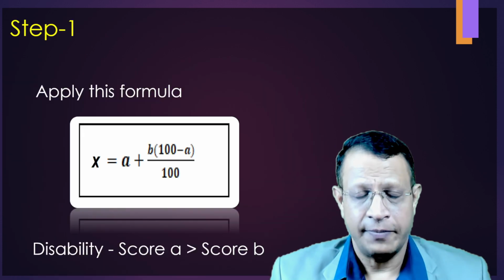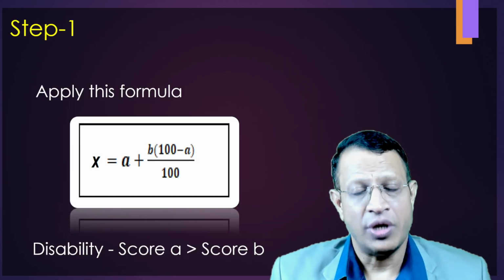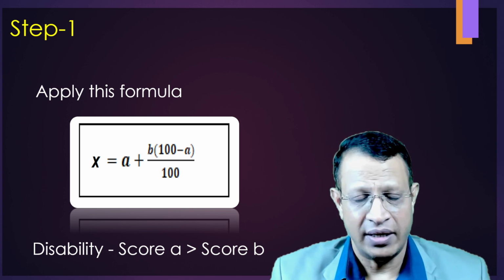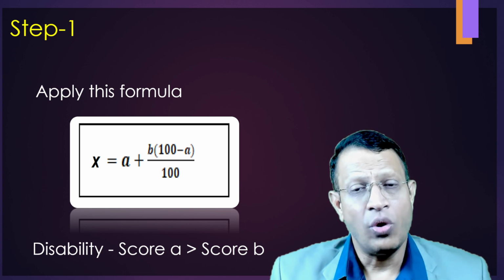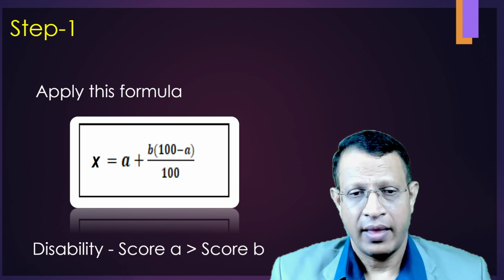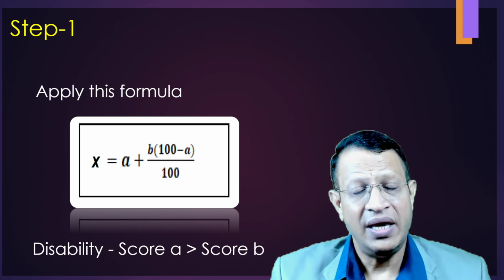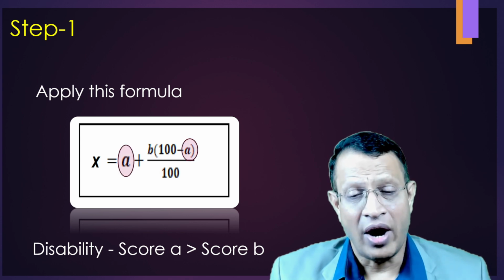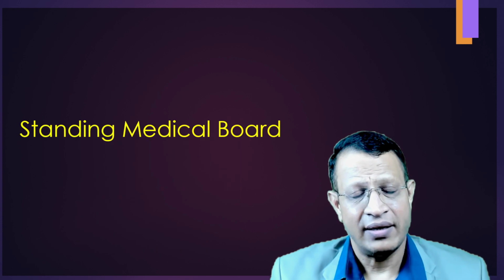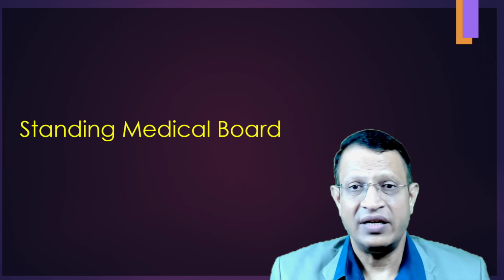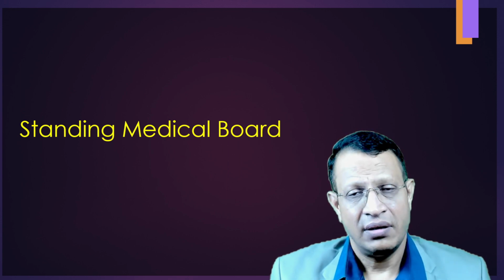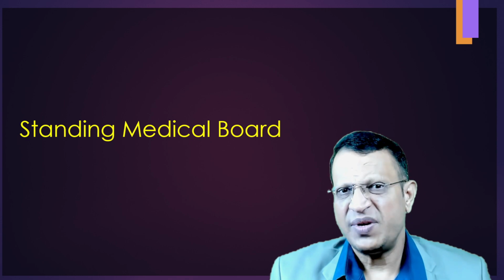To understand the formula clearly when you are going to apply it for multiple disabilities, imagine there are two disabilities named A and B. The composite score for total disability is X, equal to A plus B into 100 minus A divided by 100. The score A must be bigger than the score B. That you need to understand here. Let's understand further how the certificate is given. Since there are two different disabilities, it may be mental illness and locomotor disability. Who are the specialists involved?